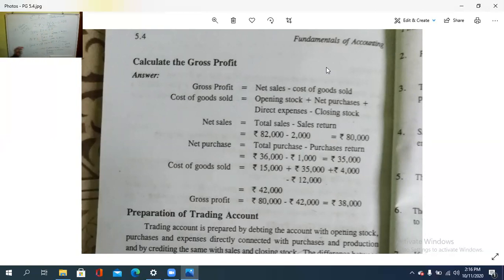Then we apply COGS: opening stock plus net purchases plus direct expenses minus closing stock. We got it as 42,000. Apply this in the formula. Gross profit is net sales minus COGS. That is how much? 80,000 is the net sales and COGS we calculated as 42,000. So the difference is gross profit. Clear? This is how gross profit is to be calculated.